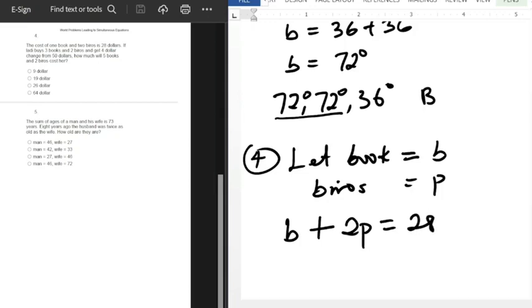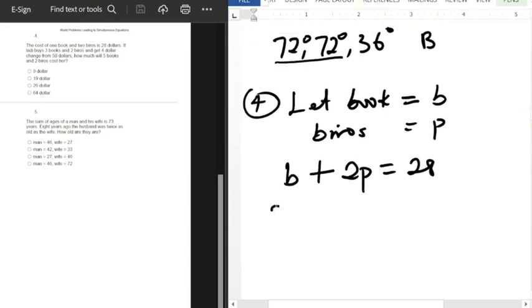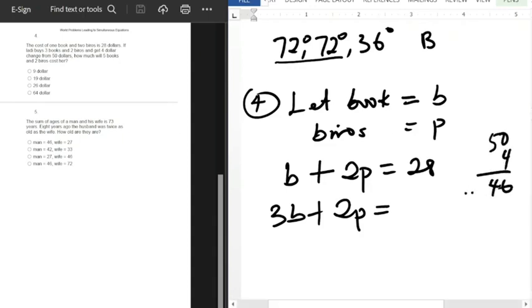If Laddie buys 3 books, that's 3B, and 2 biros, plus 2P, and gets $4 change from $50, which means we paid 50 minus 4. That is going to be 46. That is $46. That's what it means.